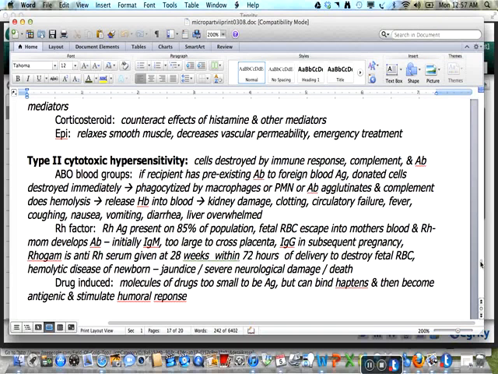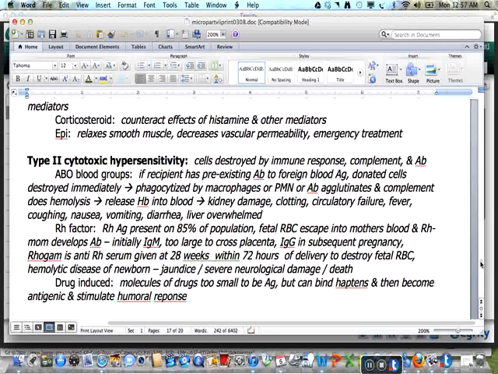Type 2 cytotoxic hypersensitivity occurs when the cells are destroyed by the immune response, complement, and antibody. This reaction occurs with the ABO blood groups. If the recipient has pre-existing antibody to foreign blood antigen, the donated cells are destroyed immediately. They are phagocytized by macrophages, or PMNs, or antibody agglutinates them, and complement does hemolysis, releasing hemoglobin into the blood.